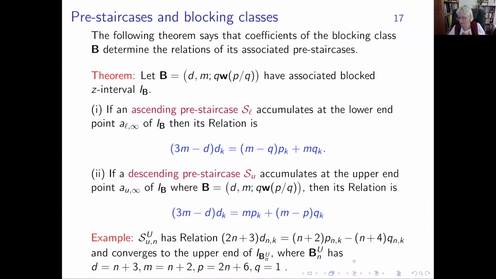And here is an example where you take, again, the U classes, the relation I said was (2n plus 3) times d, and then (n plus 1) times p, and minus (n plus 4) times q. And the blocking class is: D is n plus 3, M is n plus 2, P is 2n plus 6, and Q is 1. And you could just check that this is what you get. Okay, so 3M minus D is 3 times (n plus 2) minus D. So that's 2n plus 3, etc.